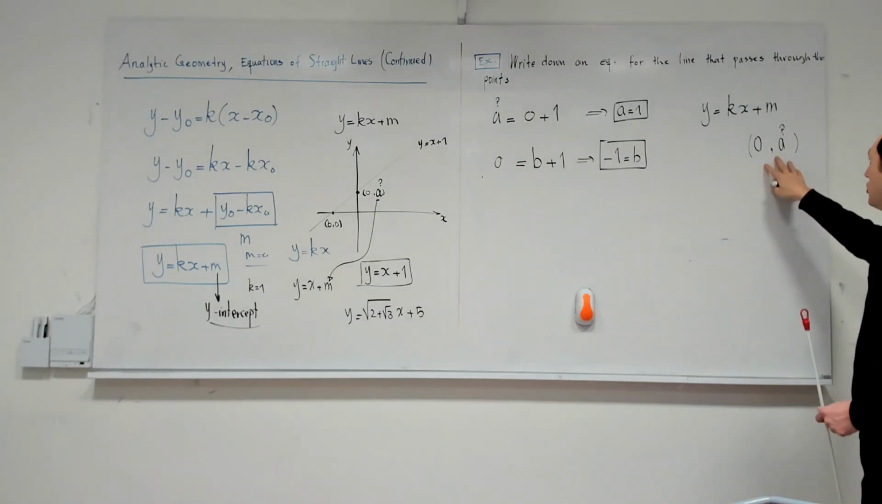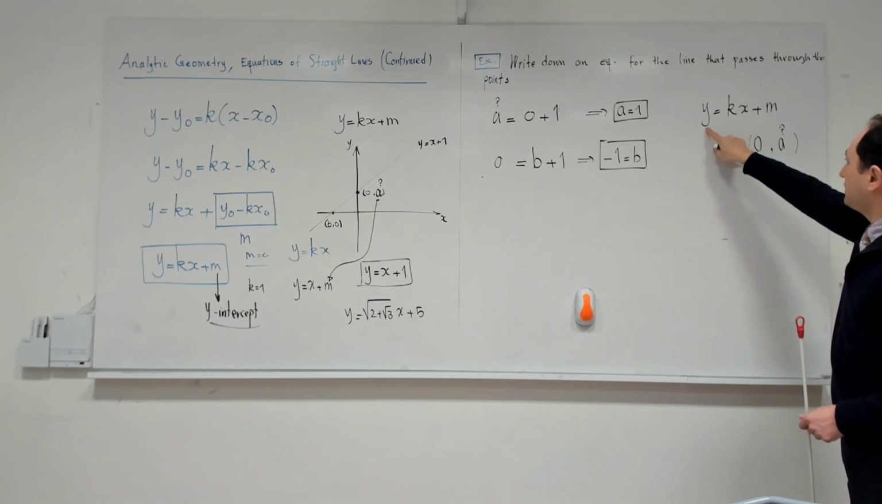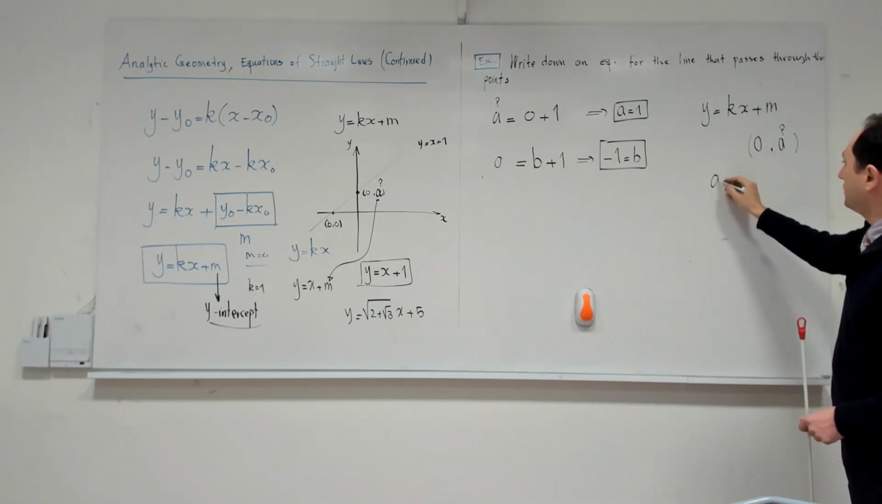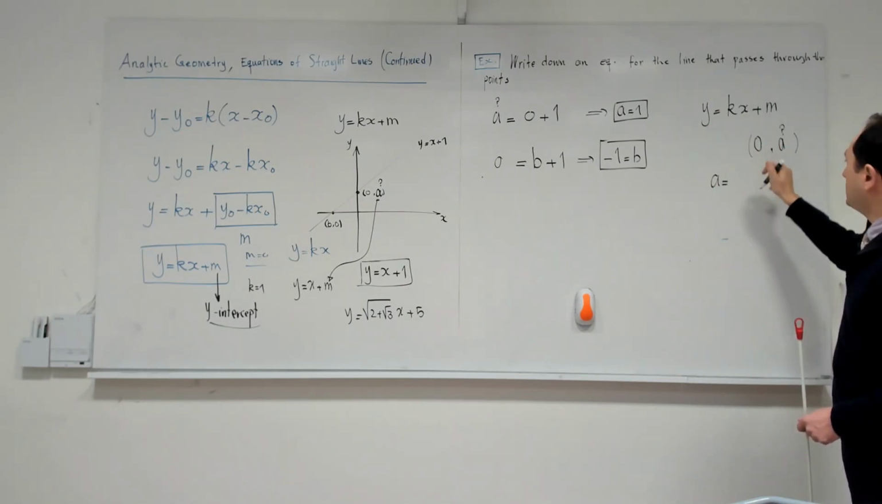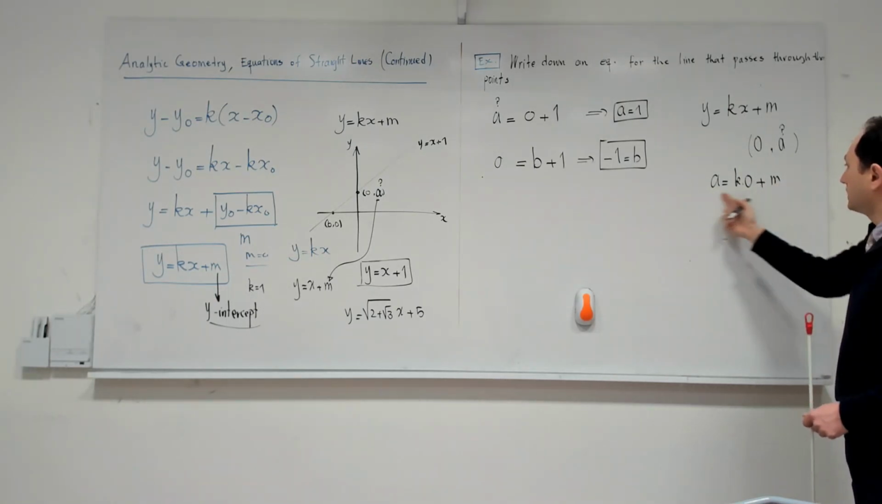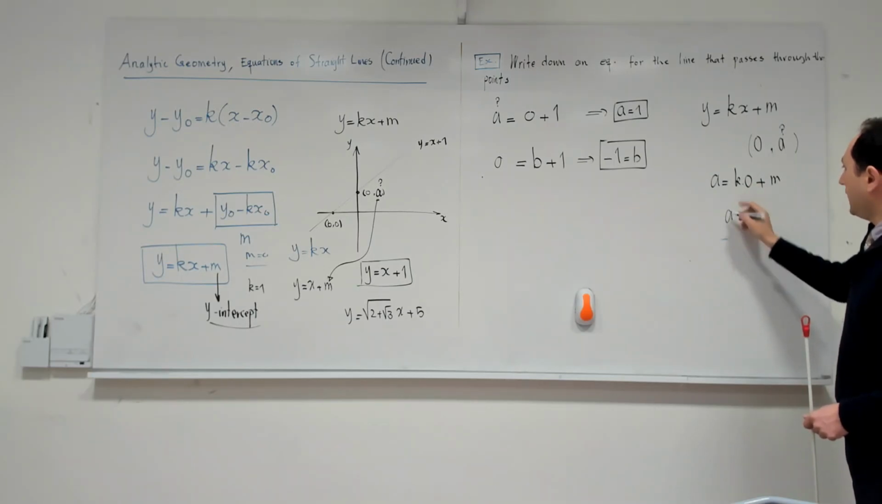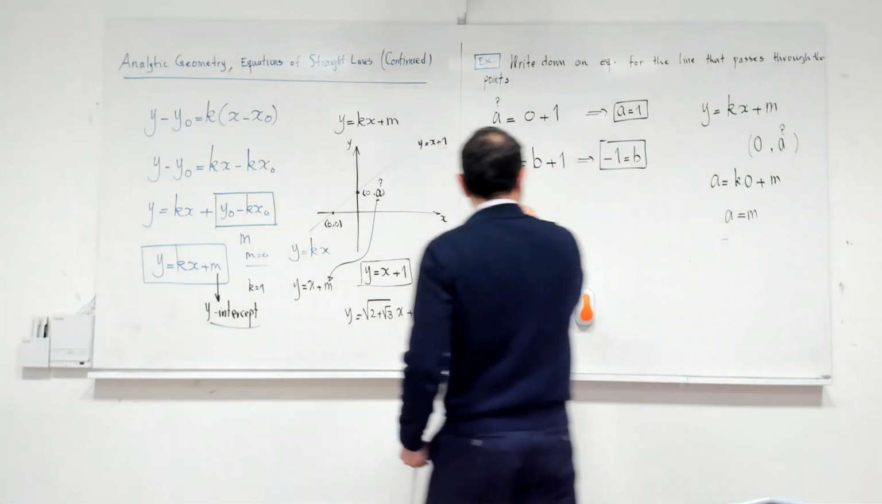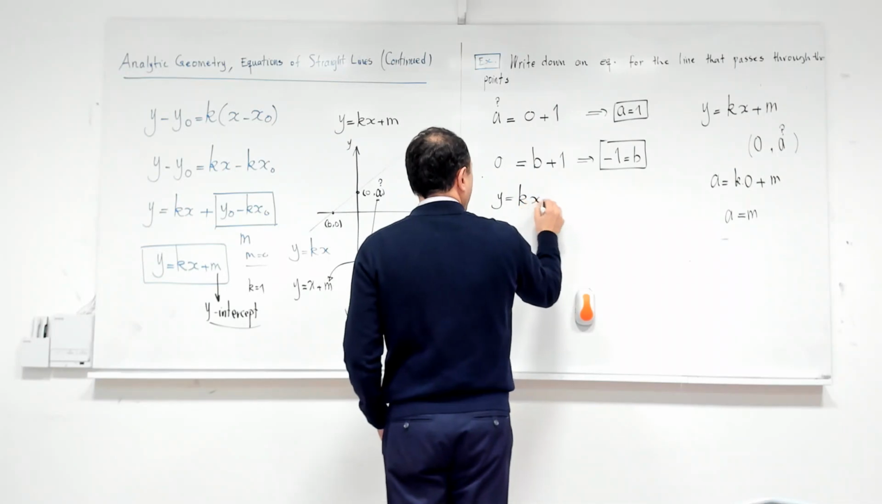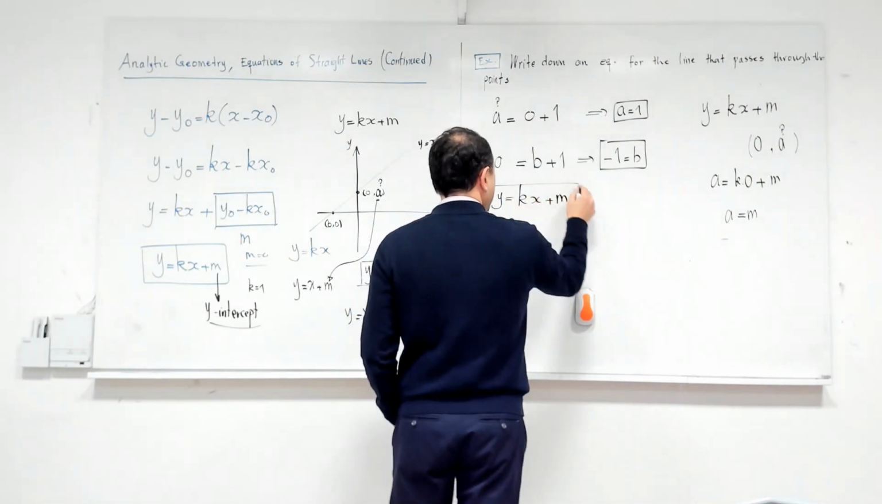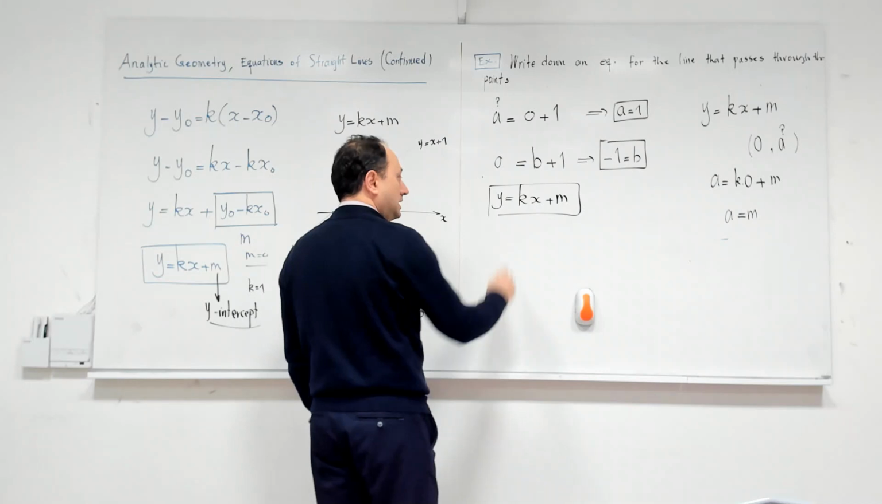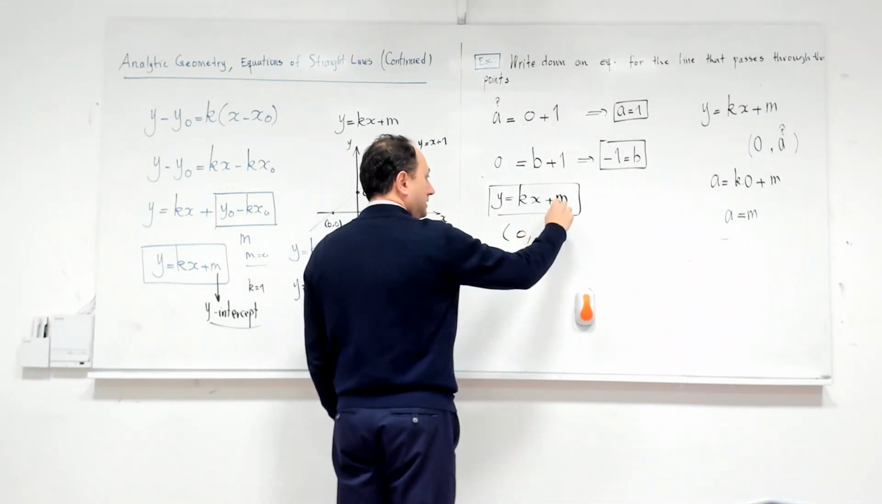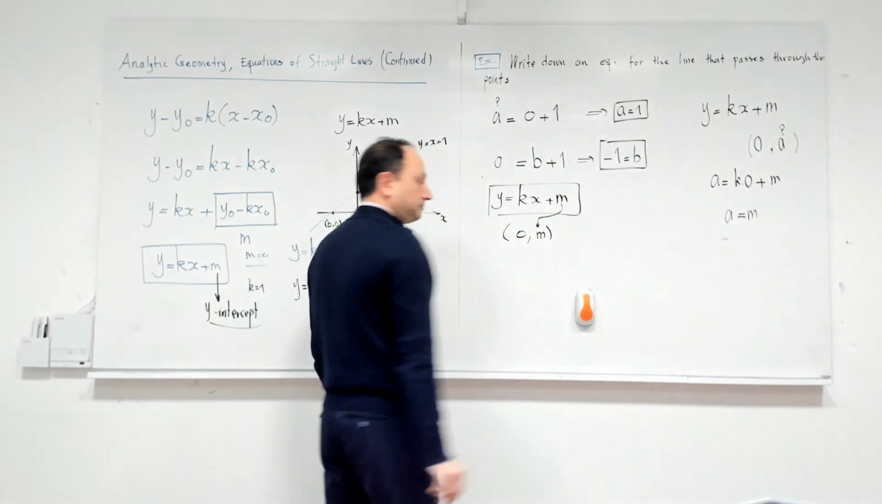Yes? This should be on this line. So it means that if I replace y with a, and if I replace x with 0, this should hold. Yes? And then this is cancelled. The a that I was looking for is nothing except m. So this is always the case. So if I have y equals kx plus m, if I ask you what is the y-intercept, immediately you can answer 0 and this number, whatever it is.